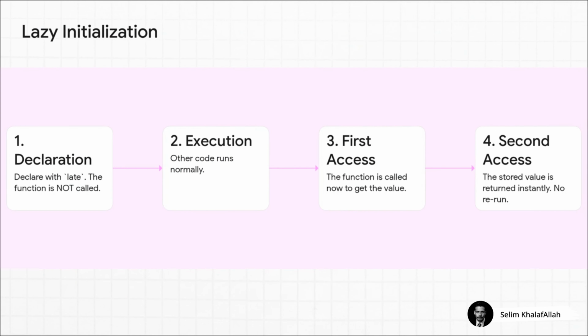But late has this other amazing superpower, lazy initialization. Get this. When you declare a late variable like this, that heavy calculation function doesn't actually run. The code just moves on. It's only when you try to access result for the very first time, right there on step 3, that the function finally runs. Then, the second time you ask for it, Dart just gives you the saved result instantly. The function doesn't run again. This is incredible for performance.